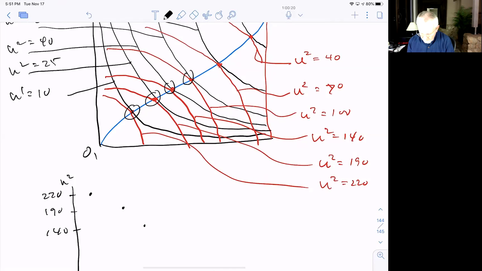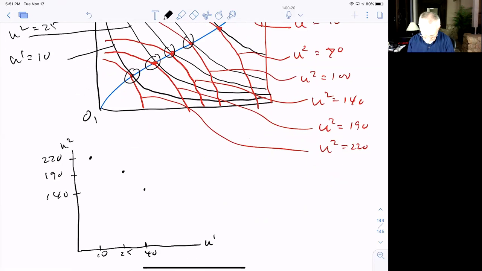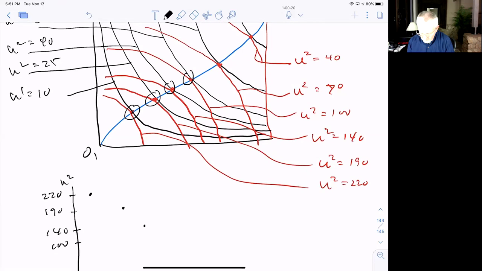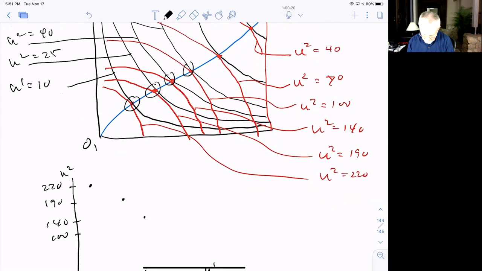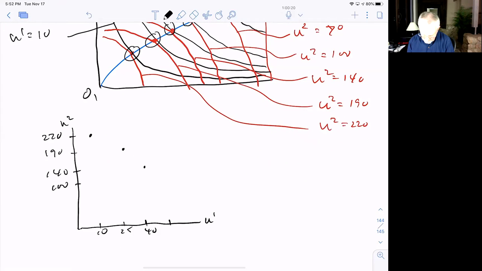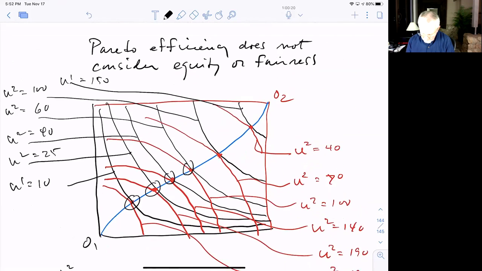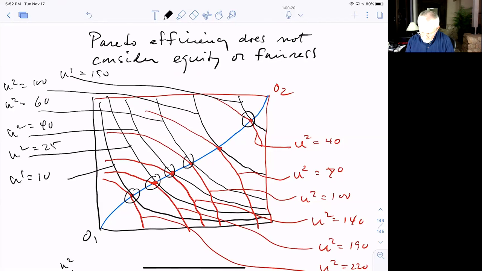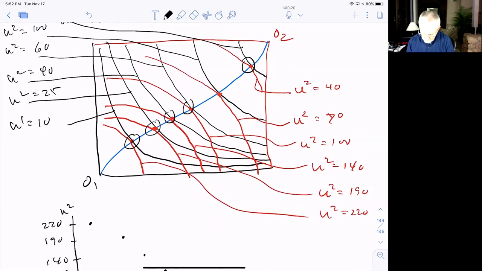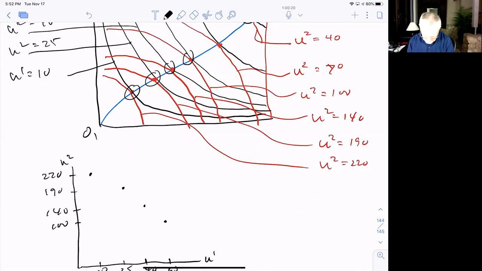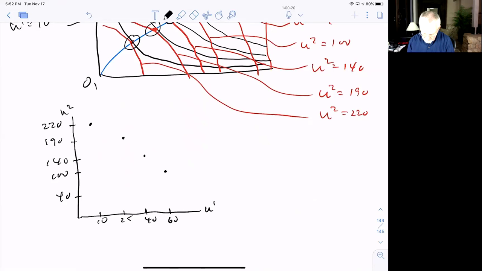I come to this point. What do we got? We've got utility here is 100 for person 2. And that's associated with the level of utility for person 1 of 60. So here's a point. And let's just go lastly at this point right here. U2 is 40. U1 is 150. We have to get out here further, aren't we? Let's make this 150. Clean up my drawing a little bit.